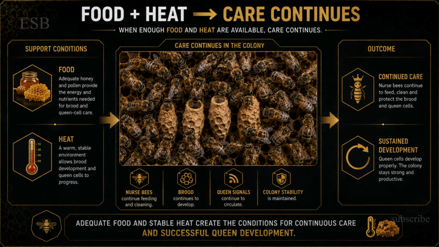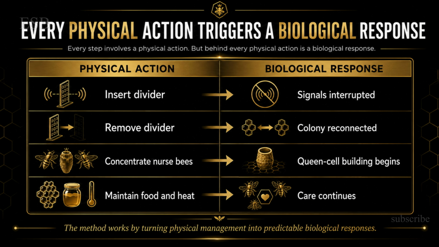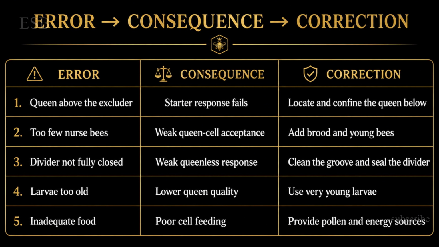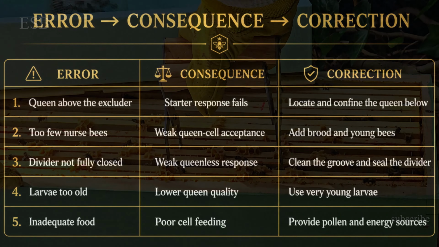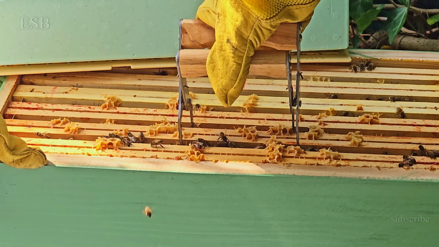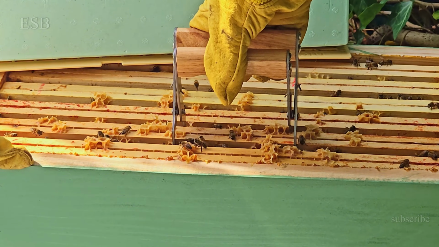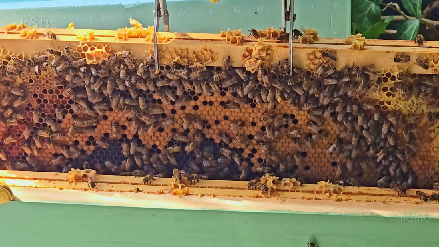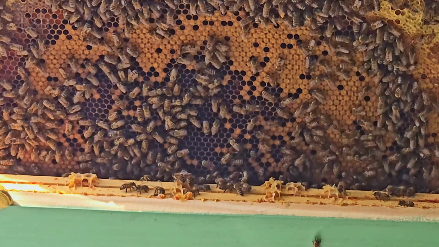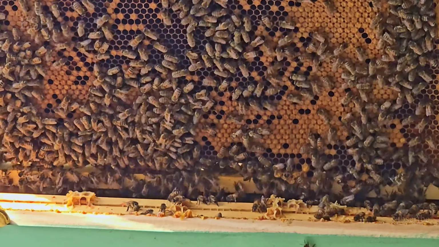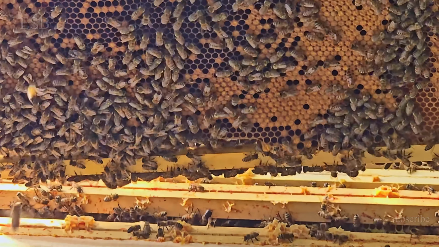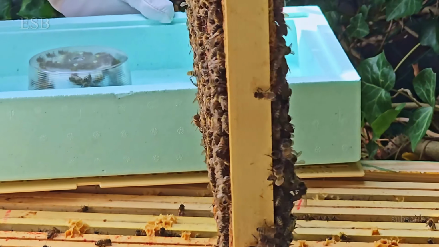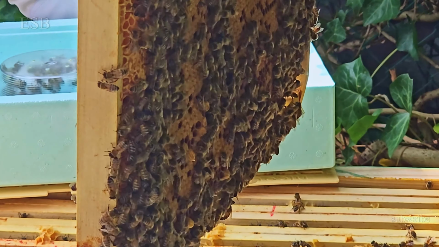Every step involves a physical action. But behind every physical action is a biological response. The most common failures occur when the equipment is seen, but the system is not understood. The queen has not been located with certainty. The upper section does not contain enough young bees. The solid divider is not completely closed. Unwanted queen cells remain on other frames. The larvae are too old. Food is inadequate. Timing is followed mechanically, without evaluating the actual condition of the colony. The cloak board may then be physically present inside the hive, but the method has not been biologically established.